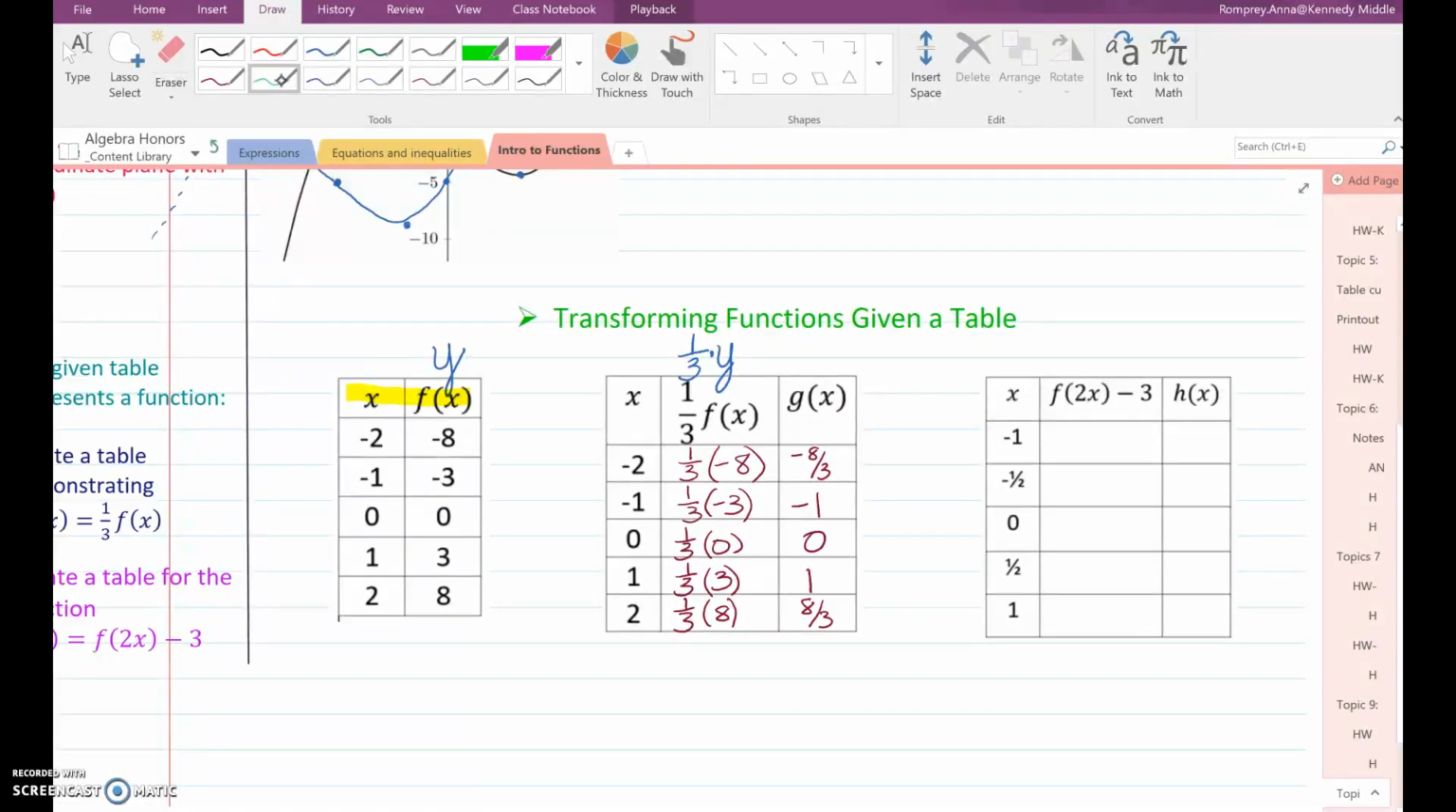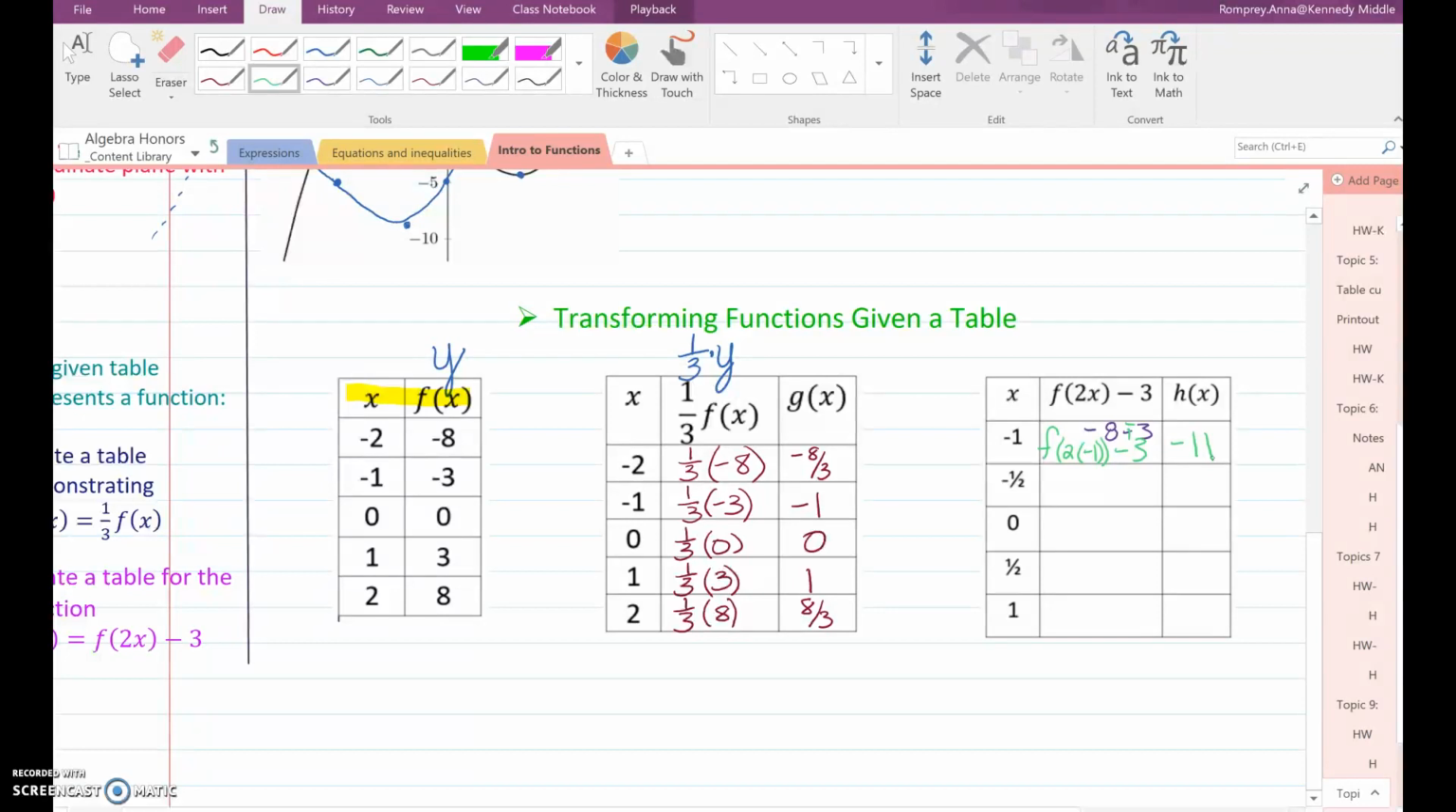we have f of 2x. Well, x is equal to -1. So that tells me f of -2, and then -3. Well, what's f of -2? To know that, we need to go back to the original function and find f of -2. Well, it's -8. So I have -8 minus 3, and I get -11.